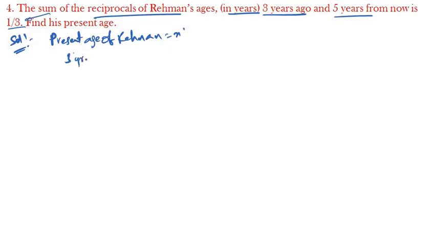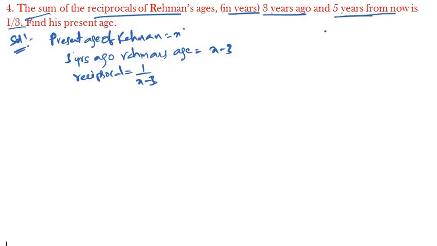3 years ago Rahman's age is x minus 3, so its reciprocal is 1 by x minus 3. Again, it is given 5 years from now. The present age is x, so 5 years from now means x plus 5, and its reciprocal is 1 by x plus 5.